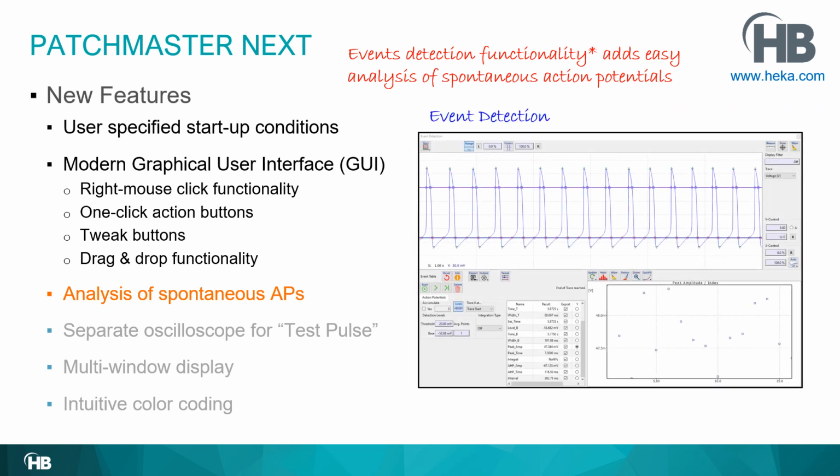Then the events button becomes available, and when you press it, it will open up the event detection window. And here you see action potentials being detected. The top is, of course, the display of the detection. On the bottom, you have multiple options to set the analysis parameters. And then on the right, you, of course, have a graph that allows you to display the data of interest and also to export it.